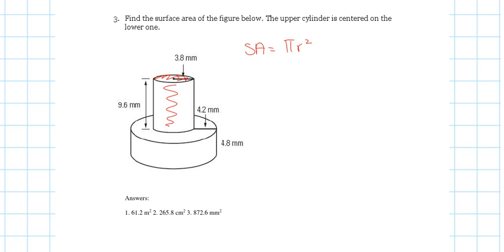So it's pi r squared plus 2 pi r h, because the 2 pi r h is your lateral surface area. Okay, so you're looking at this as if I'm going to paint the top and the lateral surface area. So for this one, I know that my radius is 3.8. And I know that my height is 9.6.